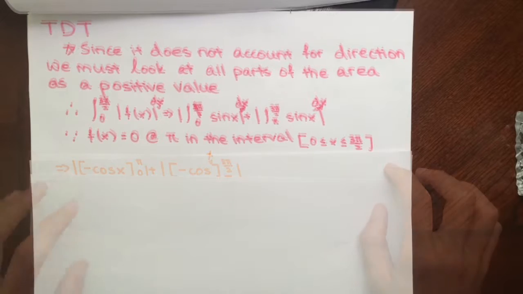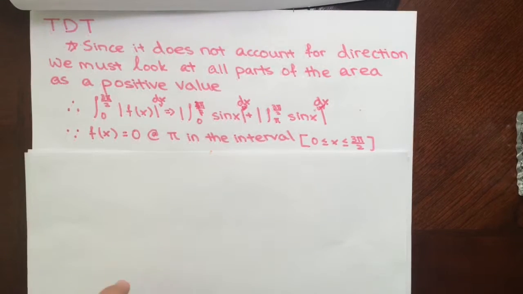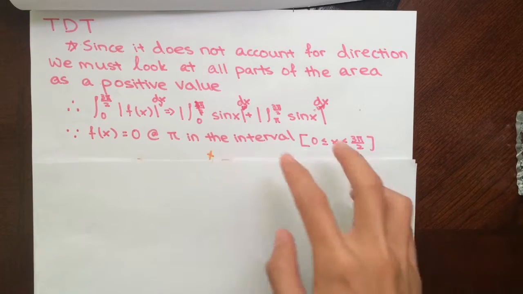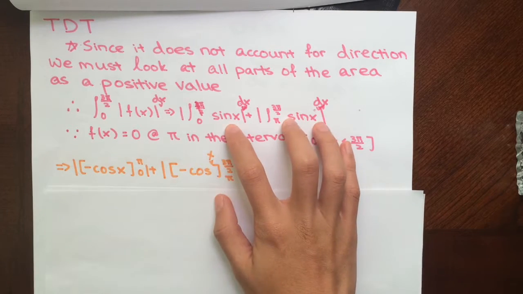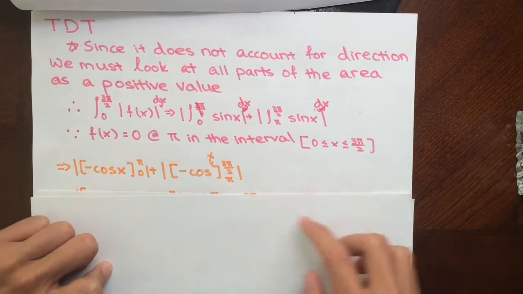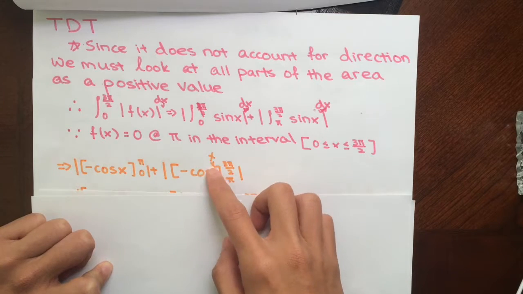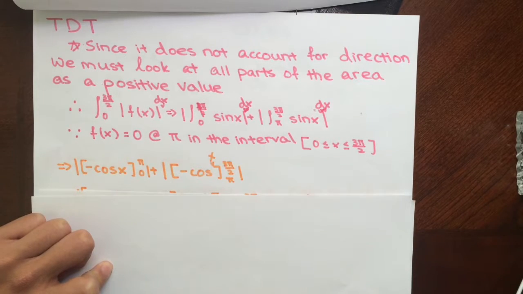And it changes sign. So now let's take a minute and try to solve the problem. To solve this problem, we will use the fundamental theorem of calculus and apply it to these two sections over here. And then it will become negative cosine of x from 0 to pi plus negative cosine of x from pi to 3 pi over 2.